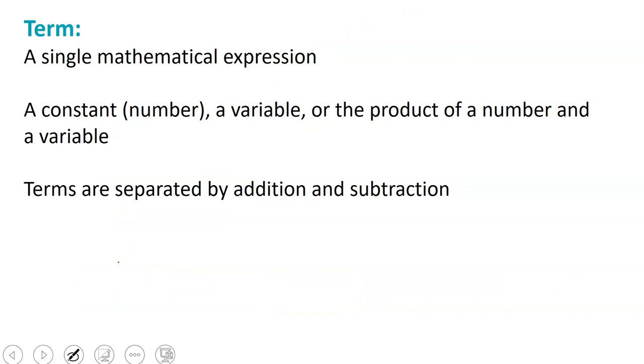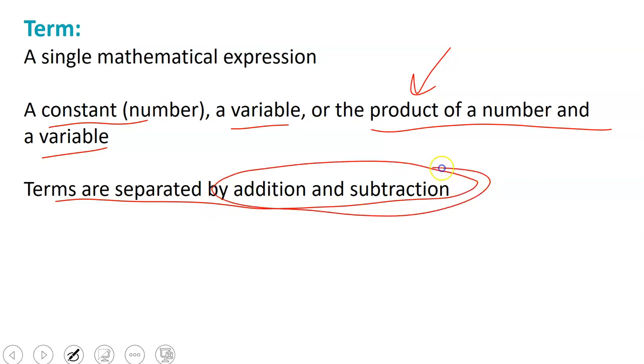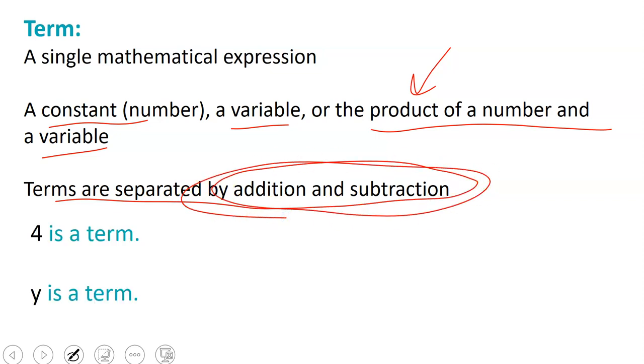Term is a single mathematical expression. It could be a constant. It could be a variable, that would be a term. Or it could be the product of a number and a variable. Remember, product is the result of a multiplication problem, so it could be a number and a variable being multiplied. Terms are separated by addition and subtraction. I think this part's going to help you the most with understanding what a term is.